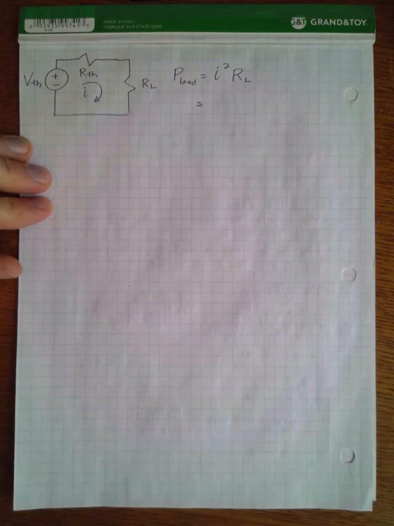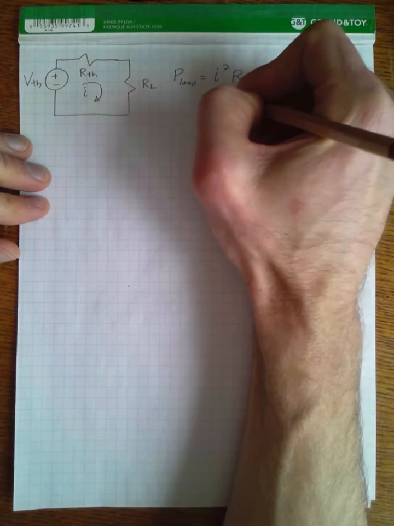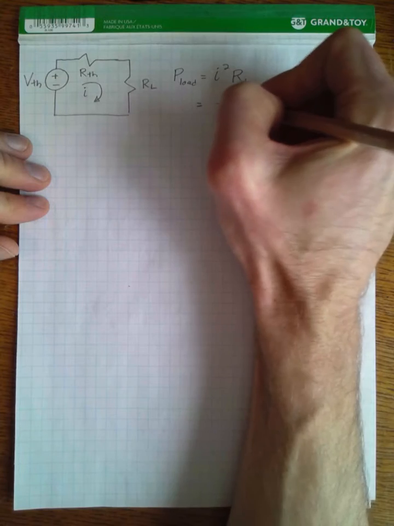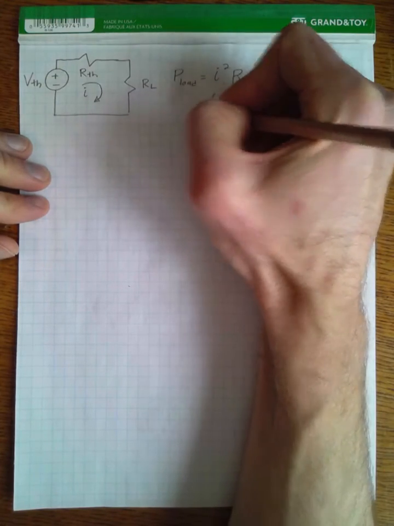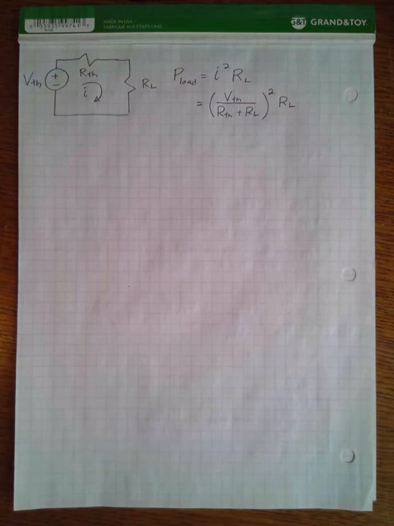And if we want to solve for I, just with Ohm's law, it is equal to the Thevenin voltage divided by the summation of the Thevenin resistance and the load resistance. And so we have V Thevenin over R Thevenin plus RL, squared, times RL. Now, what we basically want to do is figure out what value of load resistance is going to maximize the power dissipated by the load.